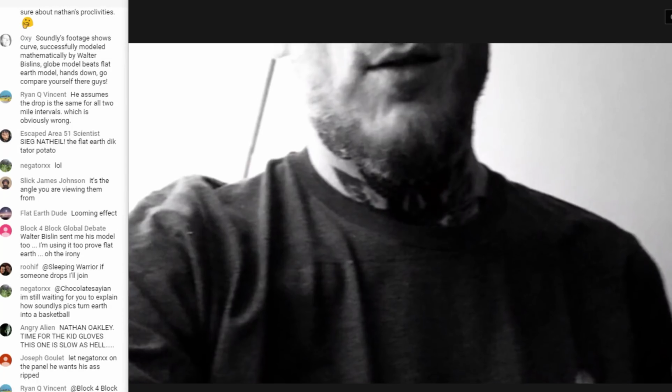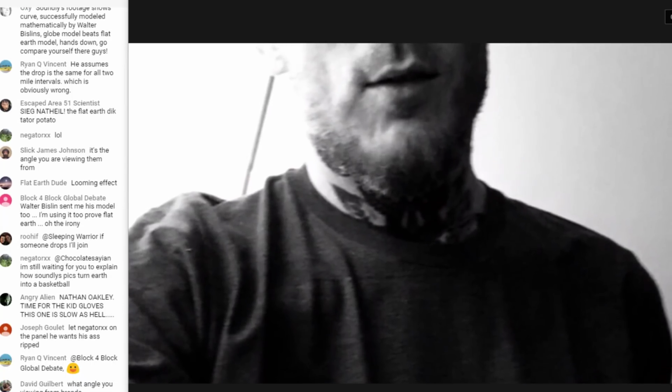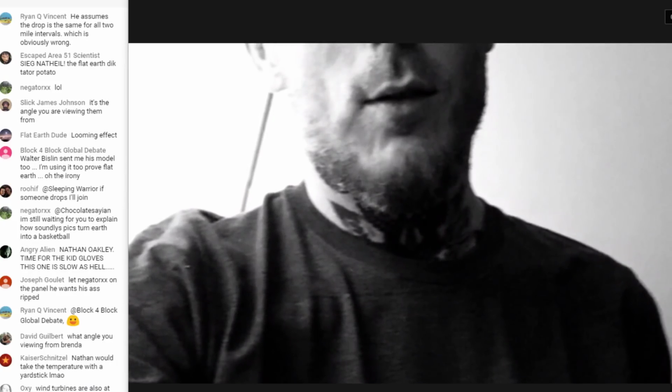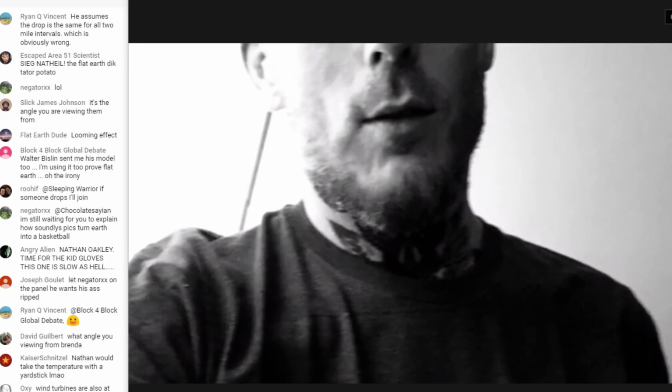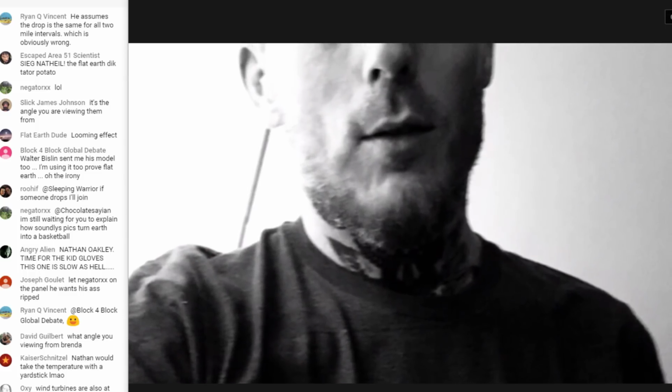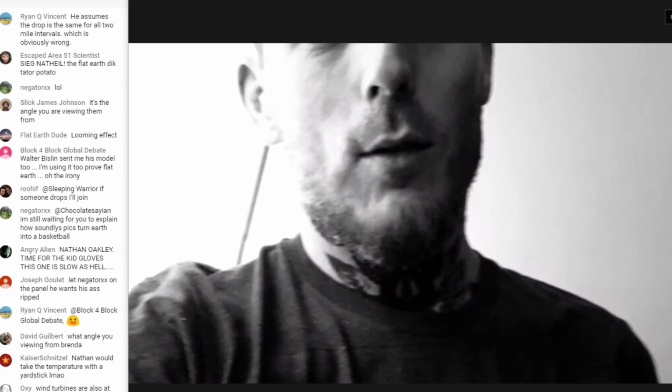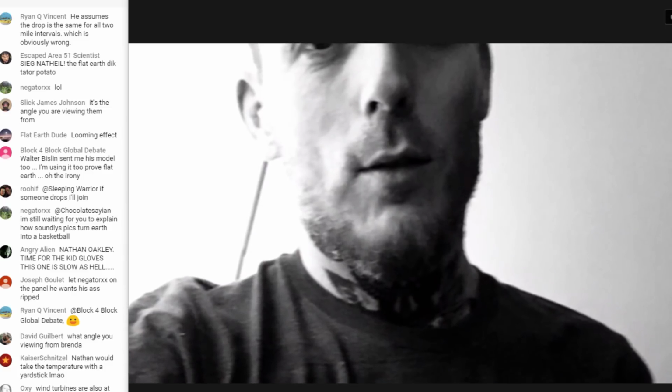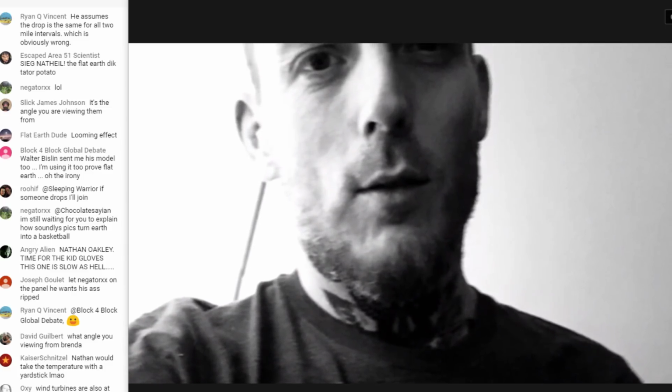Nathan, I'm disagreeing with the picture. You're describing the picture as it's going like there. Can't disagree with the picture. It's just a picture. Don't tell me the picture's wrong. We are comparing the picture to a model that says it should curve. You're saying, no, the way you're describing it is wrong.